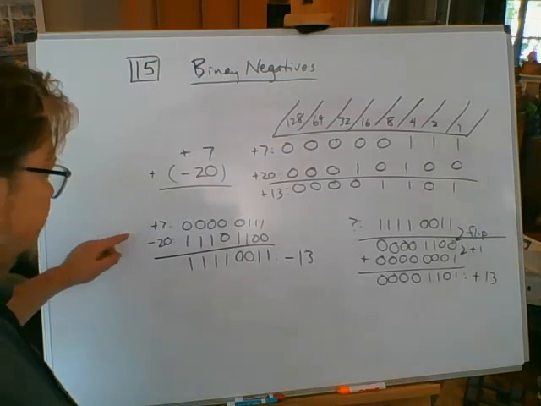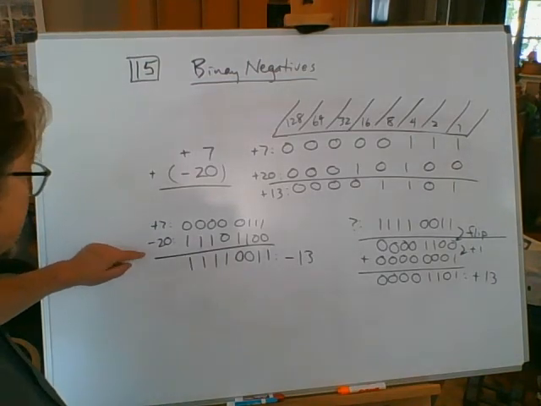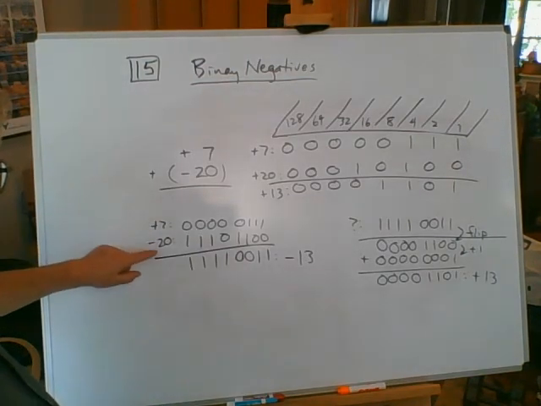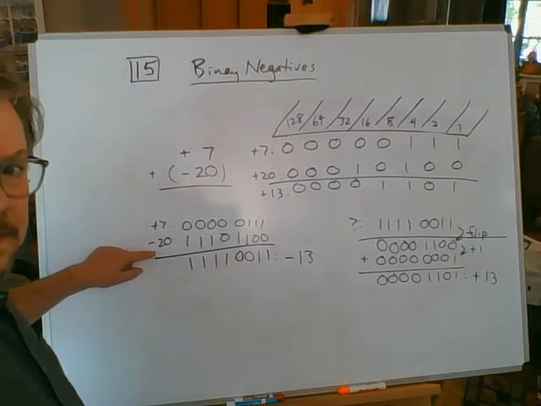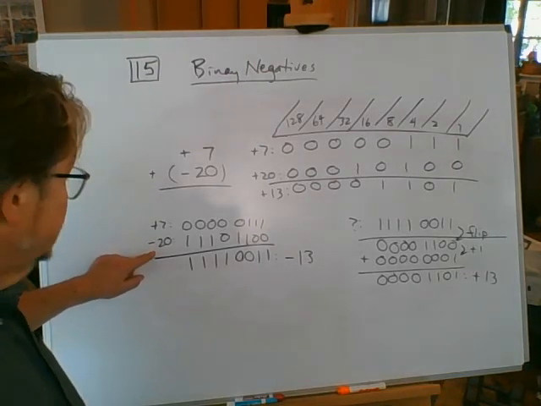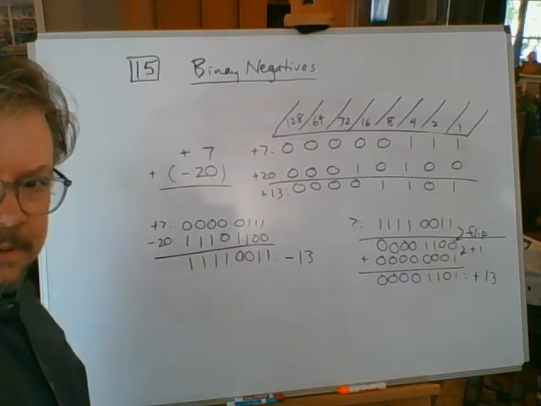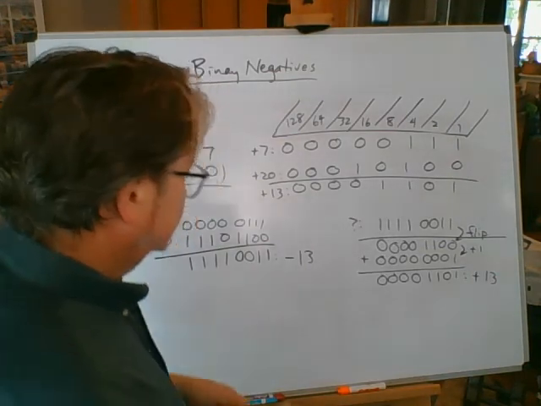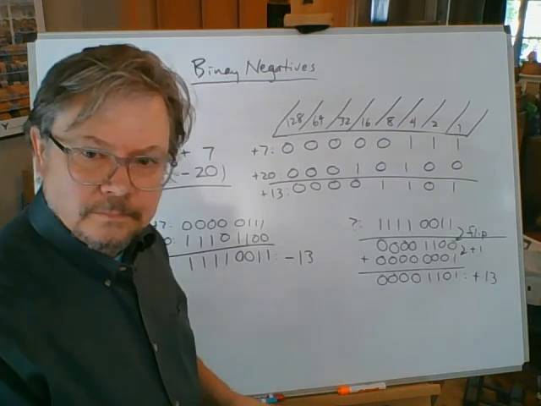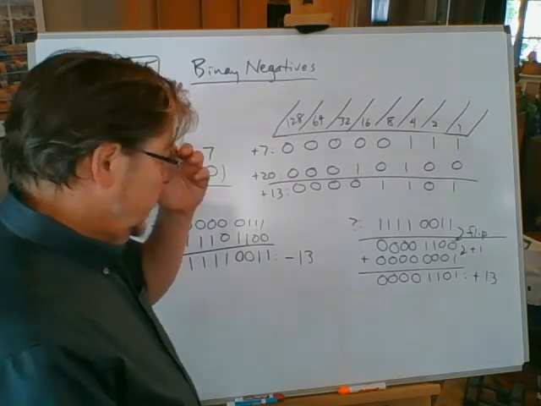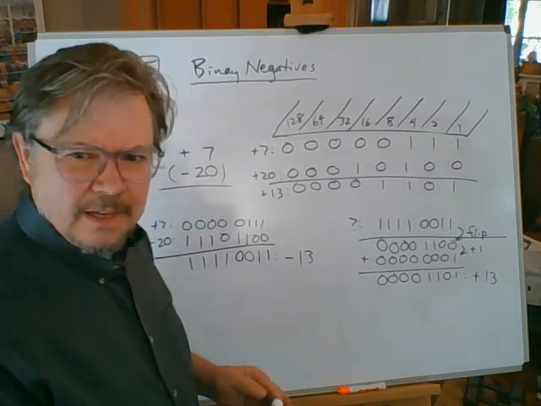Look at that. Did I look at that? I think I did. Positive 7 plus negative 20. The signs are not the same, so I'll have to subtract 7 from 20, and it is, in fact, negative 13. Whew! I think I'm going to quit while I'm ahead, if I am ahead.